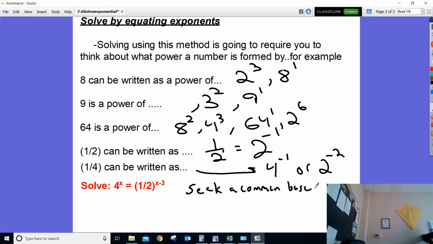Well, to create a 4 from a 2, what do you do with it? You square it, don't you? This is a 2 squared still raised to the x. That's all it is. 2 squared raised to the x. We already talked about rewriting a half. How do you rewrite a half? So we change the exponent to a -1, and we still have this x minus 3 attached right there.